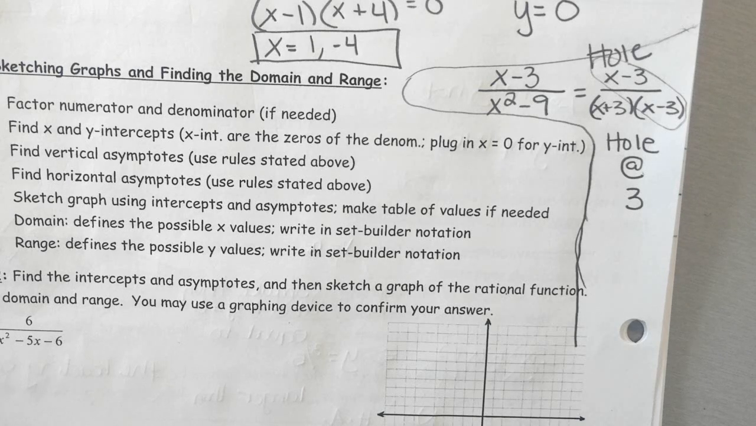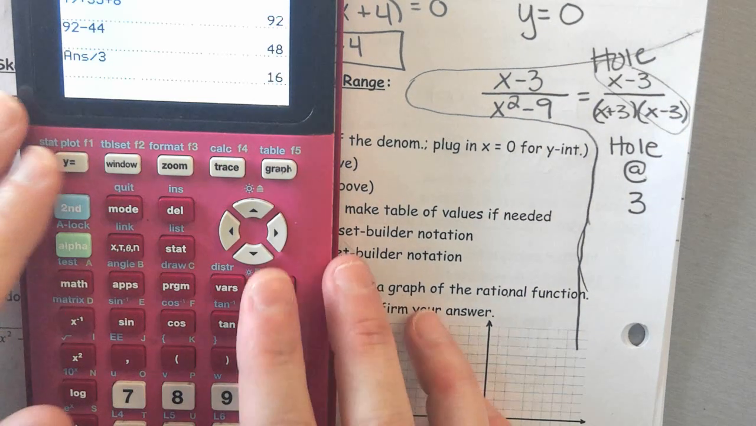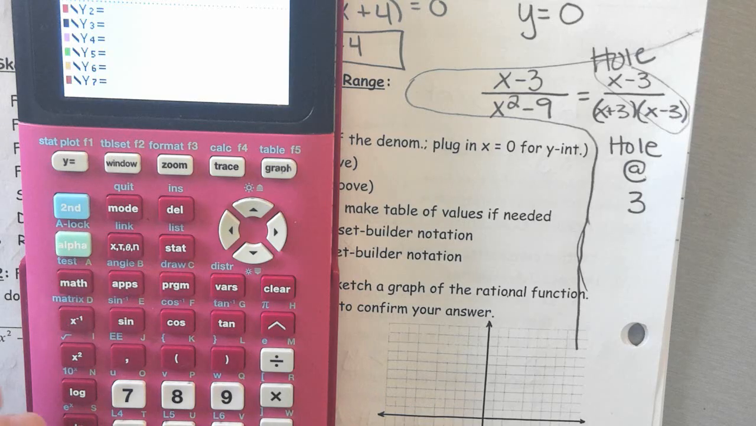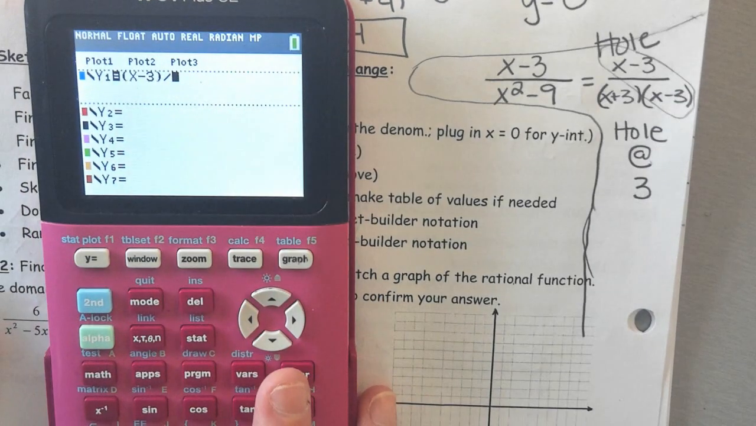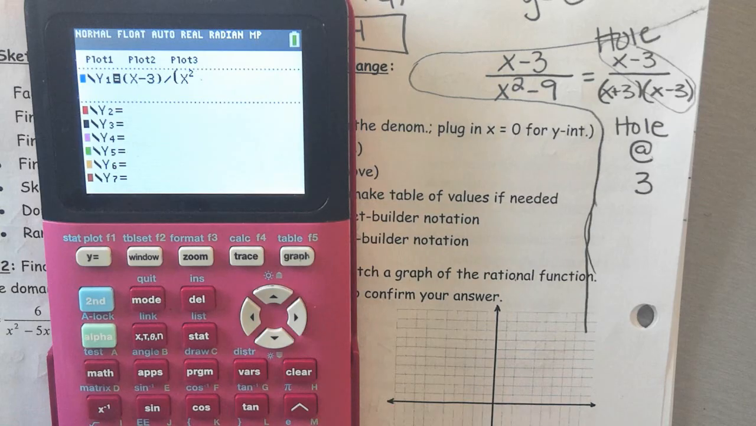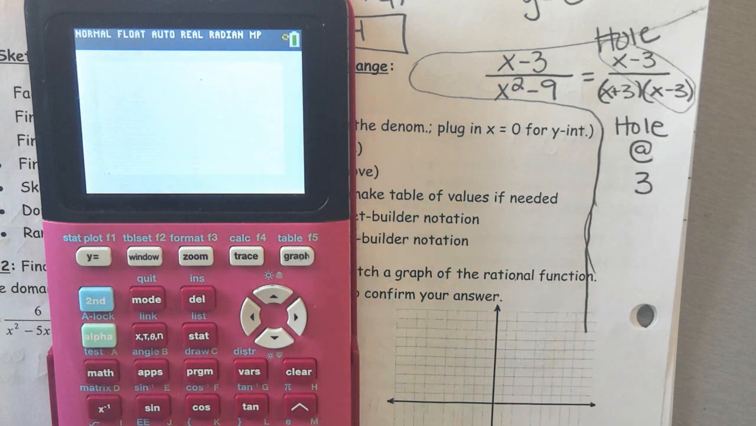So what does a hole look like? If you graph it, you can't see the hole on your calculator, but it will give you an error message. So let me show you really quick what this graph would look like. Remember, if you're plugging in a fraction, you need parentheses around the numerator, and then division, and then parentheses also around the denominator because it needs to be all together.